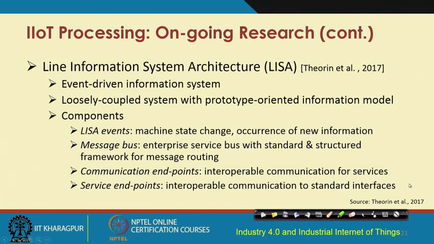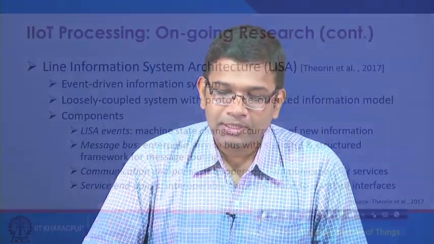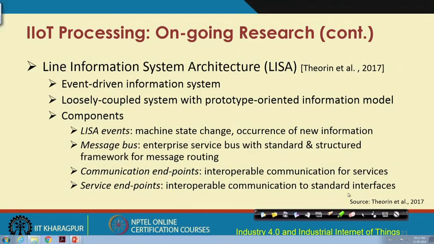Another work, a recent one, is by Theorin et al. in 2017, where they are talking about the use of the line information system architecture (LISA), which is an event driven information system which has different loosely coupled components such as the event component, the message bus, the communication endpoint and the service endpoint. So, this is the architecture that they have come up with, with these different components.